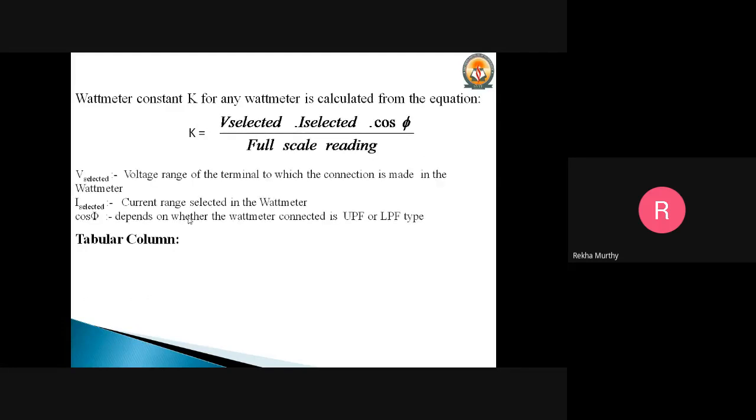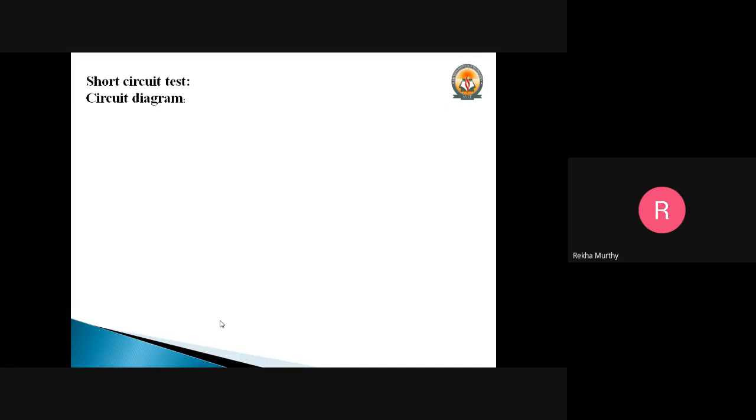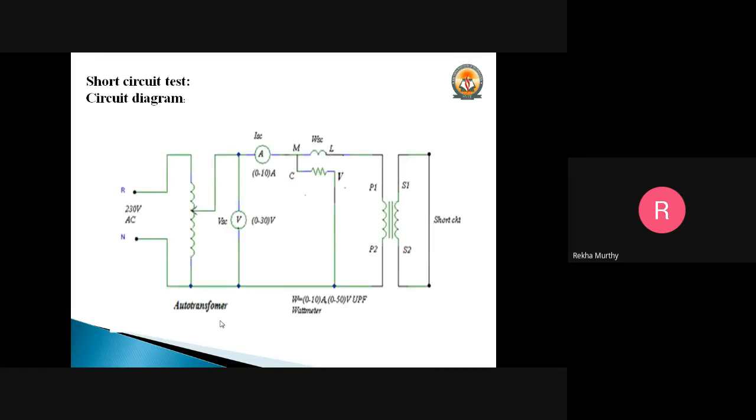The next question arises, this is what we have to tabulate in the tabular column. As I told you, we are going to provide the 150 volt. Then coming to this, this is about the open circuit test. Now coming to the short circuit test. In the short circuit test, the same circuit will be followed. The only difference is that this will be short circuited.